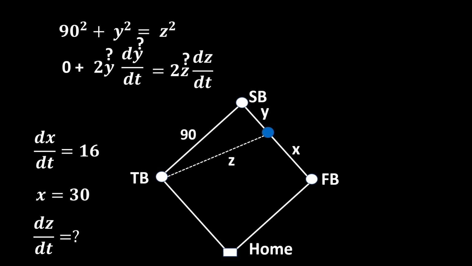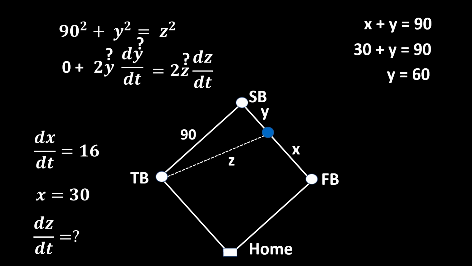However, as you can see in our illustration, x and y together form one side of the square, and the length of the side of the square is 90, so we can say that x plus y is equal to 90. We can make use of this, and we can also make use of the fact that x has a value of 30. So if we substitute x with 30, we will be able to find the value of y. So y has a value of 60.